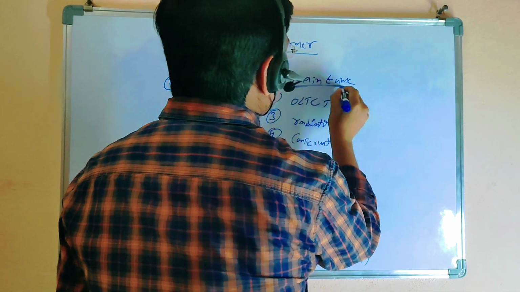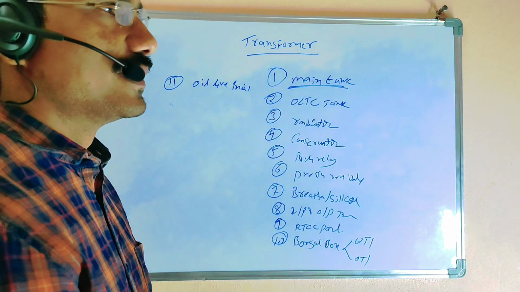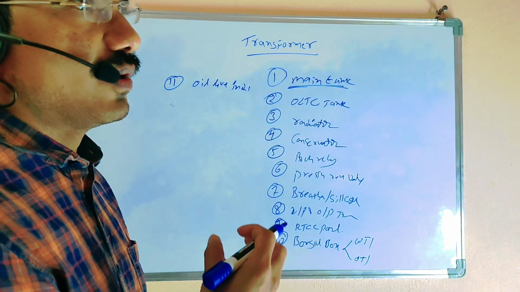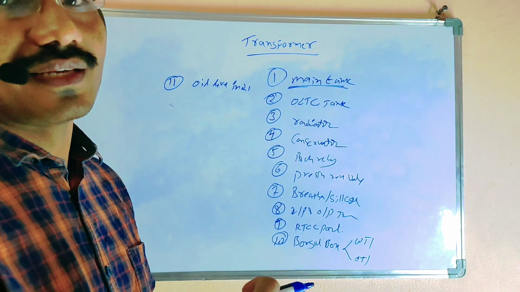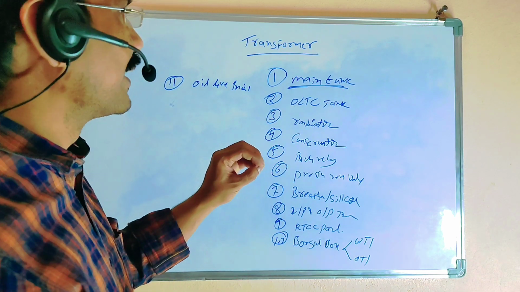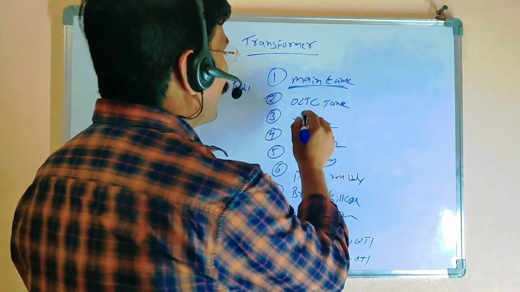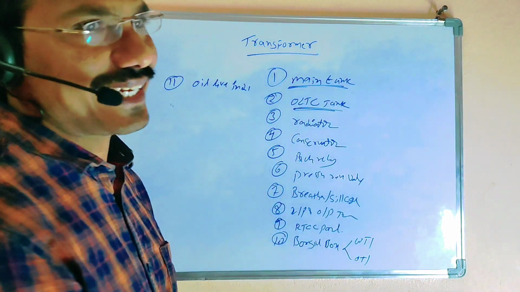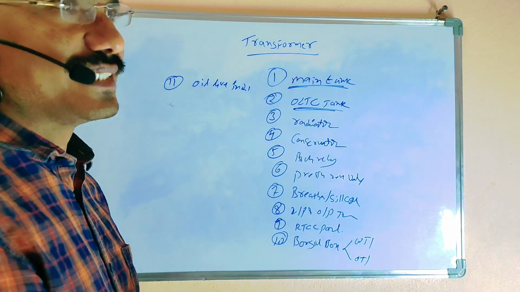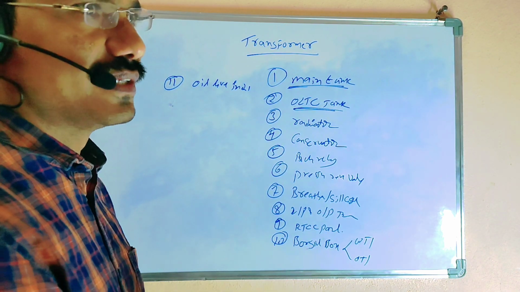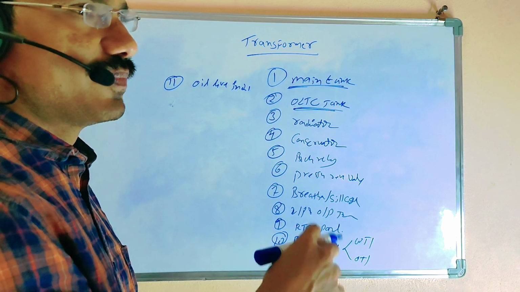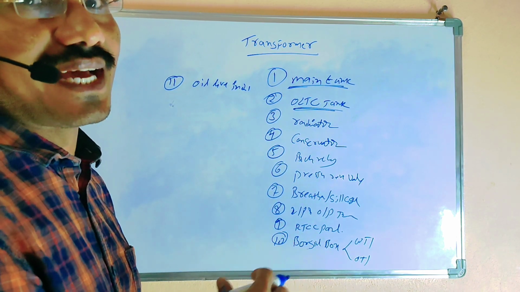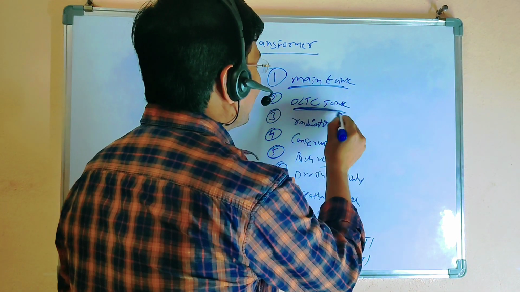If you go for the main tank, the main tank has the core, winding and oil. These three are available inside of the main tank. If you go for the OLTC tank, this OLTC tank has oil as well as some tap changing wheels available inside of it.